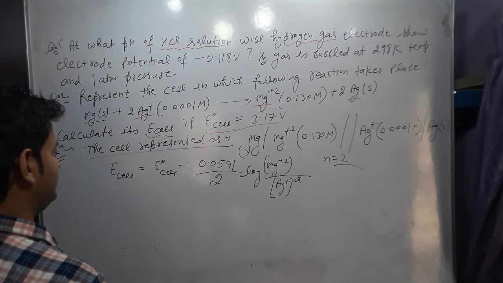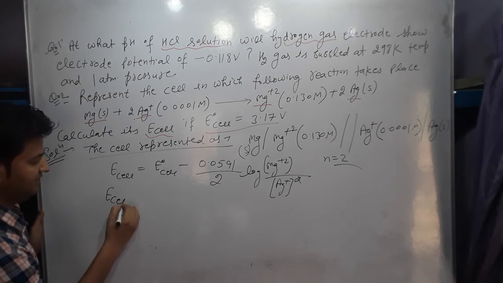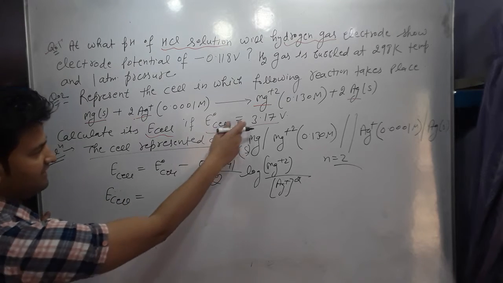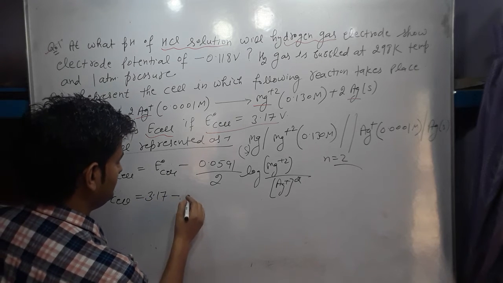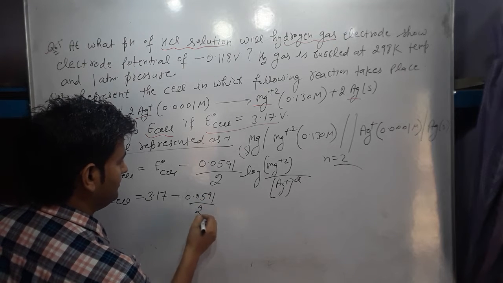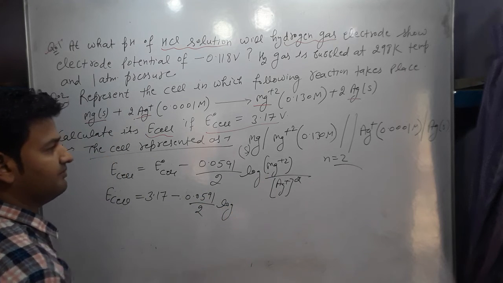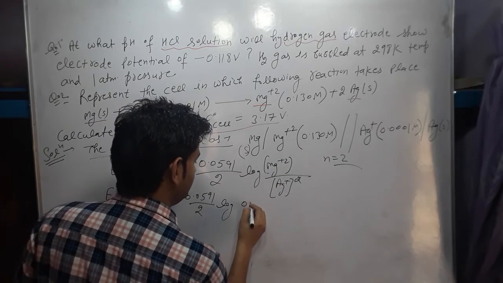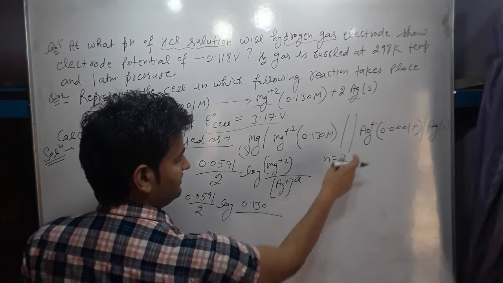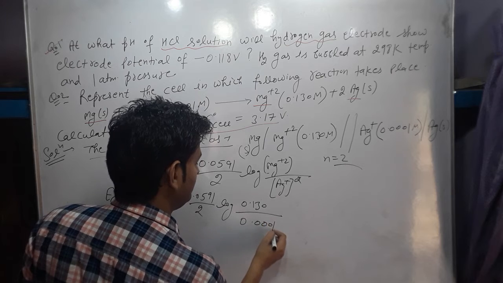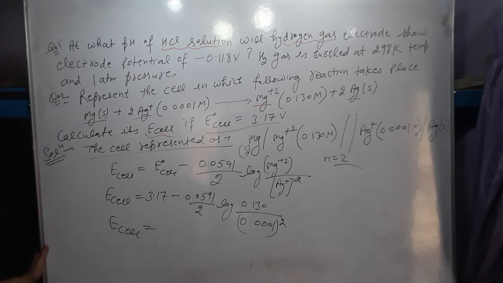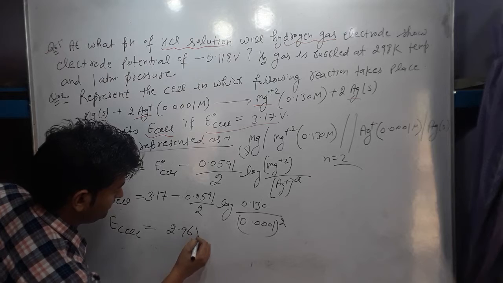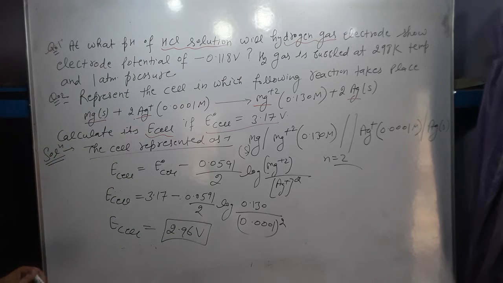So we can calculate it. EMF of the cell is equal to E naught, given in the reaction as 3.17, minus 0.0591 by 2 log of the concentration of magnesium ion, given here as 0.130, divided by the concentration of silver ion, 0.001, squared. When we solve it, the EMF of the cell comes out to be 2.96 volt. This is our answer.